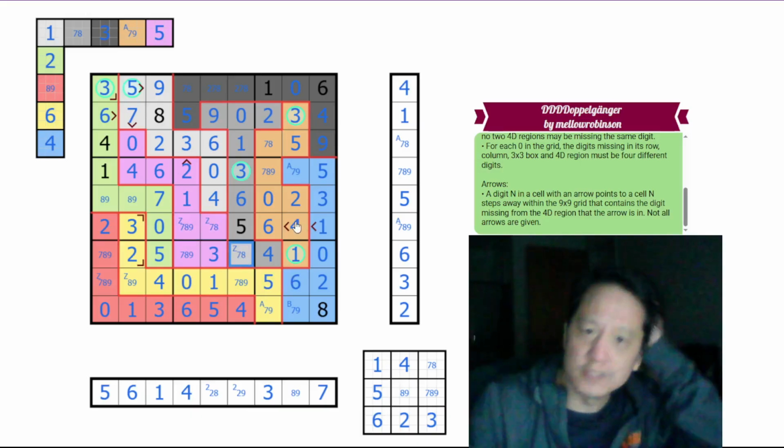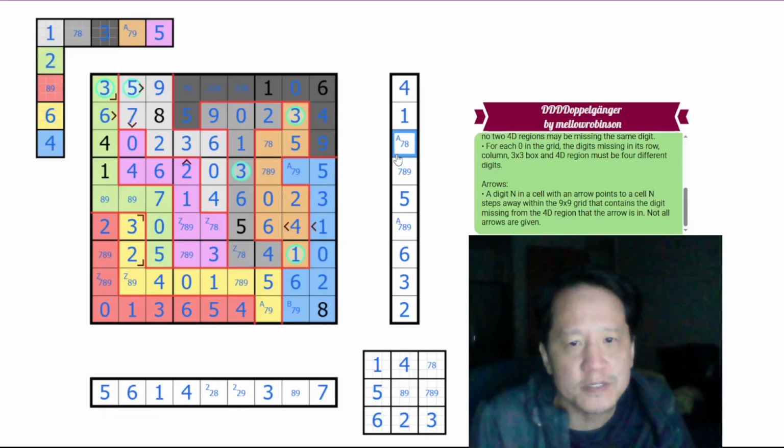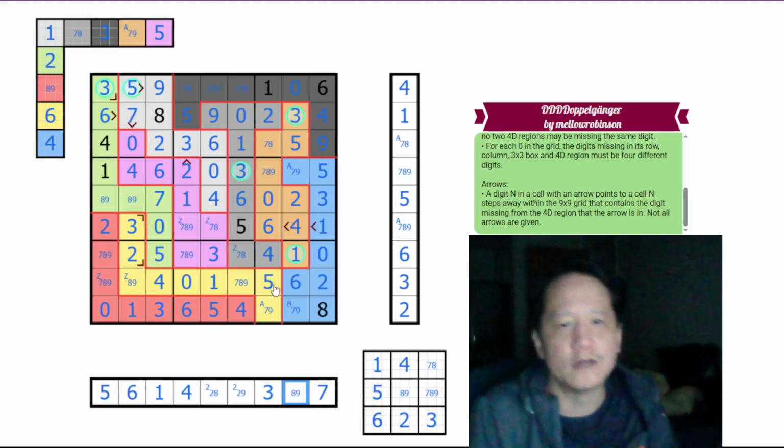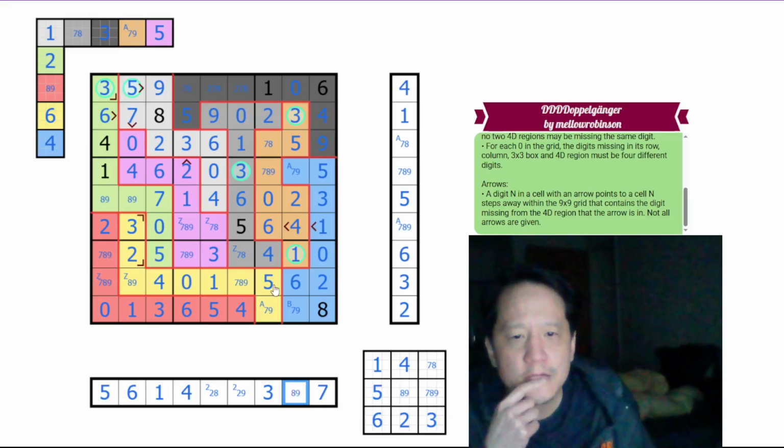Okay, let's just continue. This 0 is missing a 7, 8, missing a 1, missing a 5, and missing a 6, so that's fine. This 0 is missing a 1, a 4, a gray 7, 8, or 2, 9 in column. Okay. This 0 is missing 4, 7, 8, 3, and 8 or 9. Oh, that's interesting. It's missing 8.